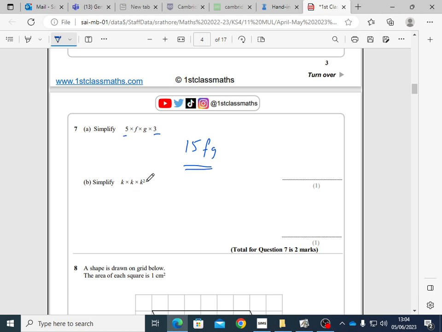This one, now usually when you times and the base is the same, you add the powers, but don't forget there's an imaginary 1 there. Anything by itself has a power 1. So how many are there? 1, 2, 3, 4. So that will be k to the power 4. Okay, just be careful on that one. Some people tend to put zeros there, but they're not zeros. If it was 0, anything to the power of 0 is what? Can you remember what is k to the power 0? 1. That's right.